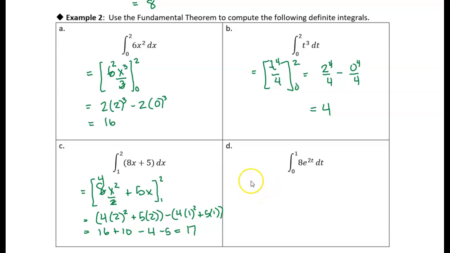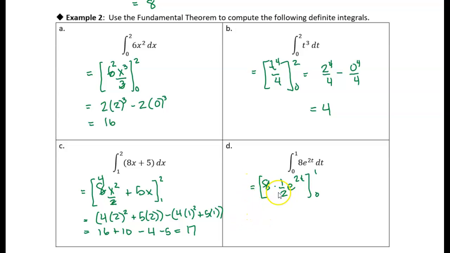Okay, so one more here. We just need to find the antiderivative of 8e to the 2t. So 8 is just a constant. I'm going to write it down. Then we have 1 over, this is like our k value, so it's going to be times 1 over 2 e to the 2t. Okay, that's the antiderivative, and then we're going to evaluate it from 0 to 1.